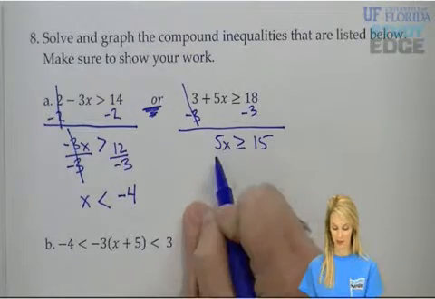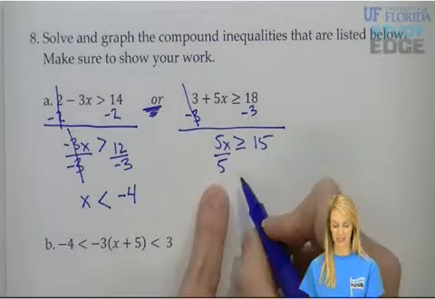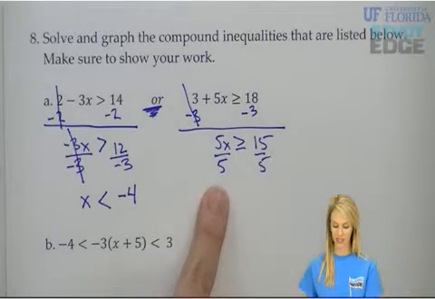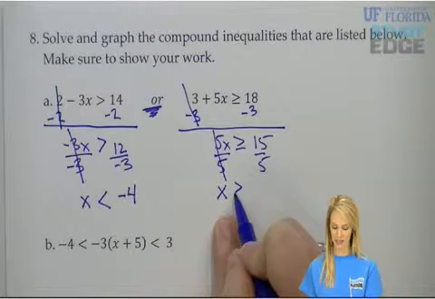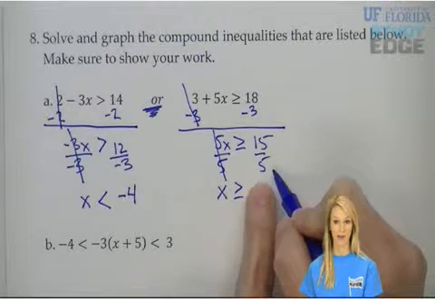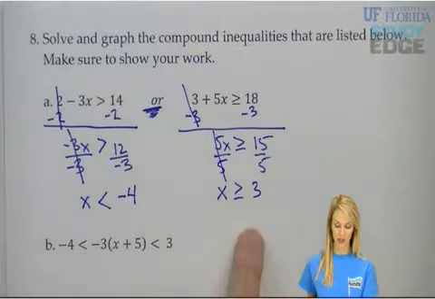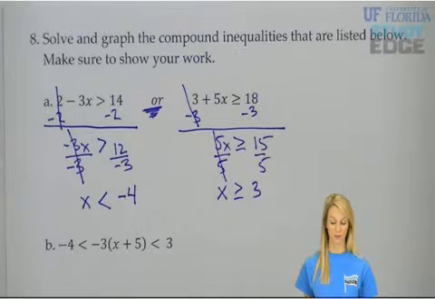Now what? Divide, right? We're trying to get x by itself, so we're going to divide each side by 5. 5 over 5 cancels out. We've got x by itself. 15 divided by 5, what do we get? 3.